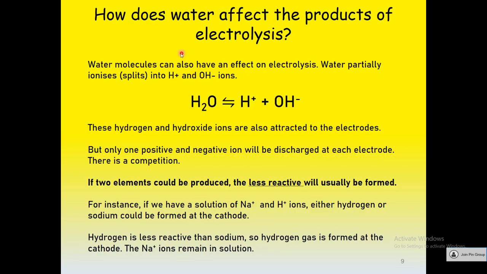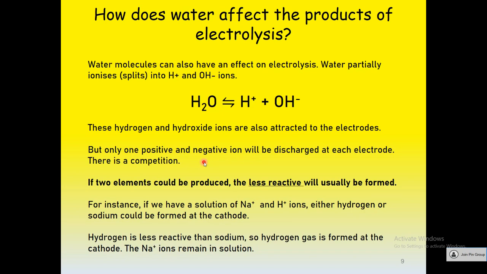So what happens if we have an aqueous solution? We've got water molecules present, and they can have an impact on what is produced, because water will split up to a certain extent into these two ions. It makes a hydrogen ion, H+, and a hydroxide ion, OH-. So those ions are going to be present in the water. They will also be attracted to the electrodes. But we'll find that only one positive ion and only one negative ion will be discharged at each electrode.